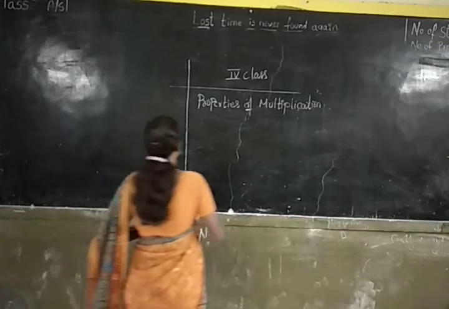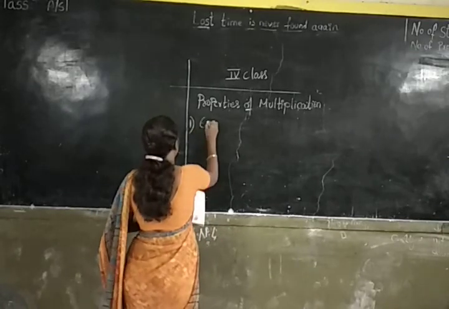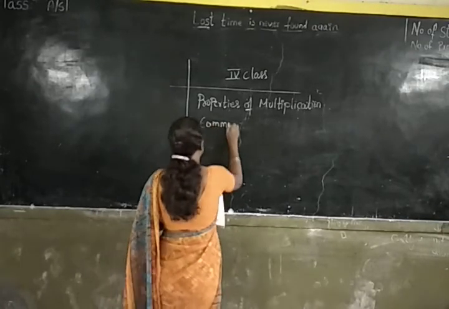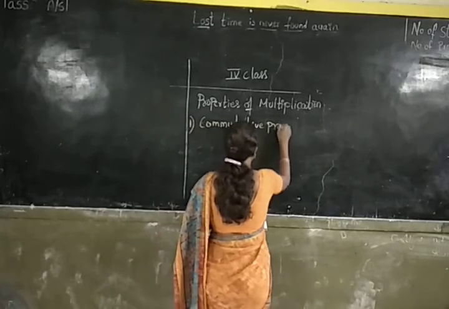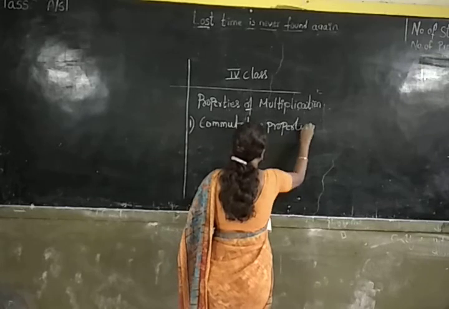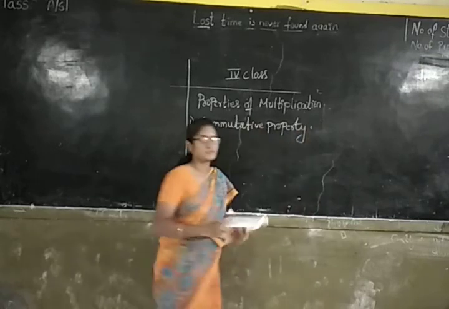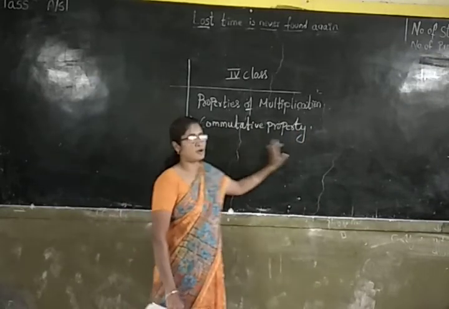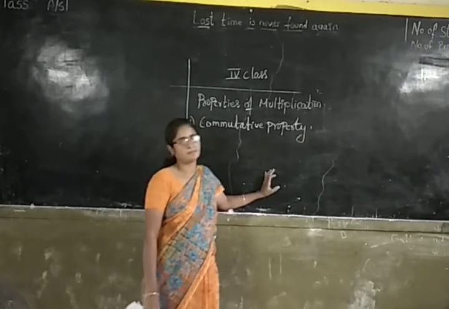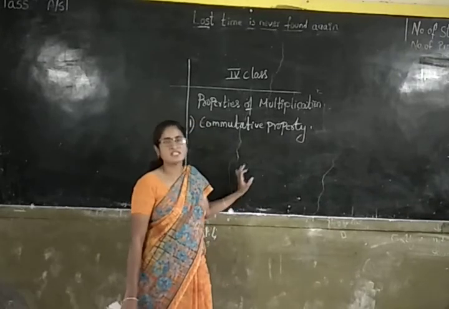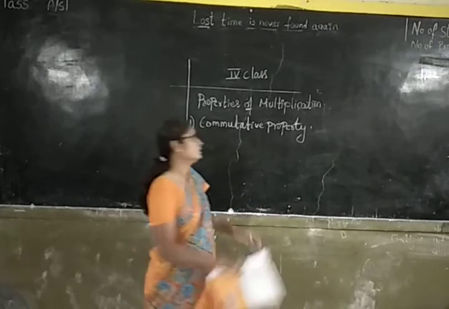Let us learn about the first property, which is commutative property. According to the commutative property, the product of two or more numbers does not change when we change the order of numbers. Okay, children?